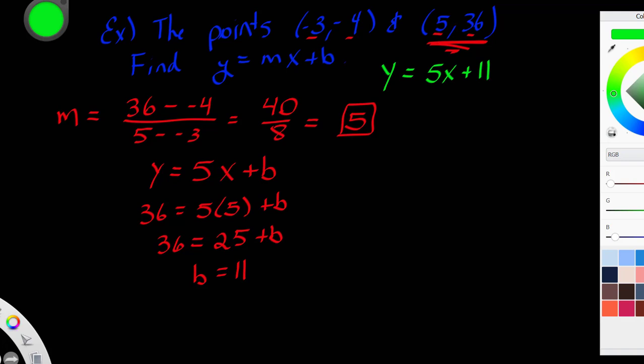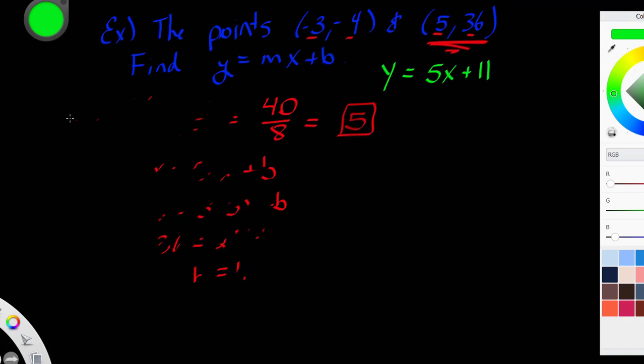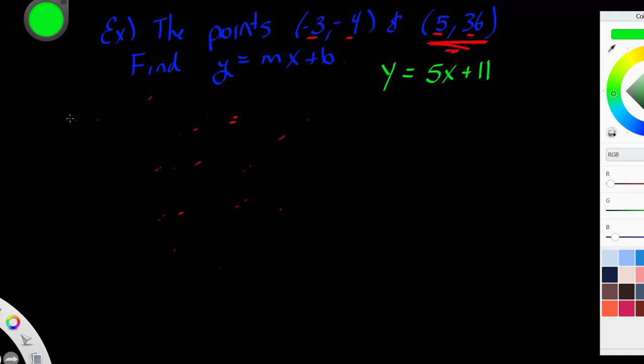Now, let's say after we find the answer, what we would like to do is draw a graph just using the formula y equals mx plus b. So here's how we can do that. First, I'm going to erase this just a little bit. Alright, I think that's good enough.